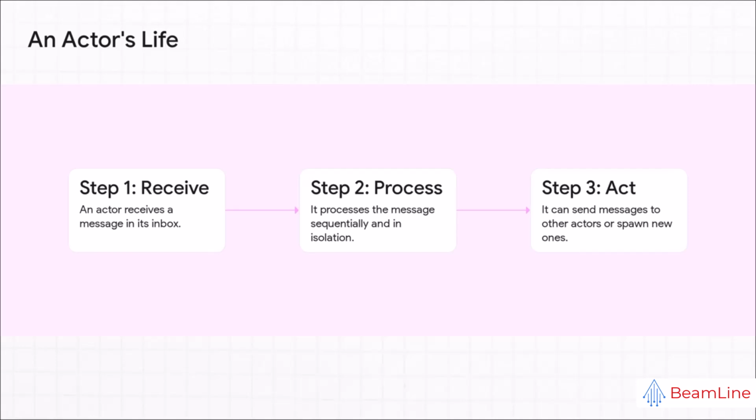So let's walk through that flow. First, a task shows up in the actor's mailbox as a message. Second, the actor gets to work on it, using its own internal state, and nobody else can peek at or change that state while it's busy. And third, once it's done, it might send a message to another actor, maybe passing on a new task, or it could even create a brand new actor to help out with the workload.